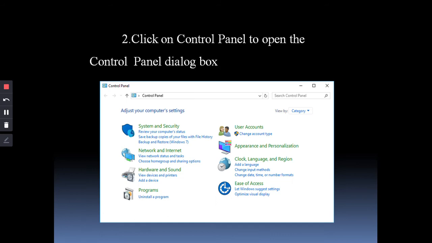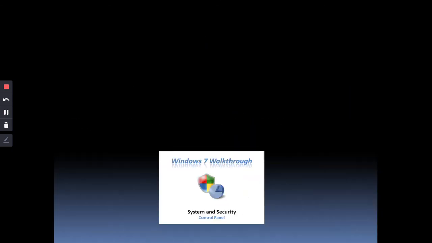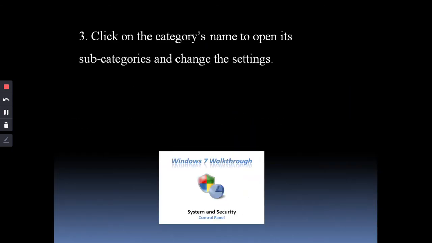The second step is, after clicking the control panel, to open the control panel dialog box. One dialog box will appear. This is the control panel dialog box. It contains 8 categories: system and security, network and internet, hardware and sound, programs, user accounts, appearance and personalization, clock, language, region, ease of access. Next, click on the category name to open its subcategories and change the settings.